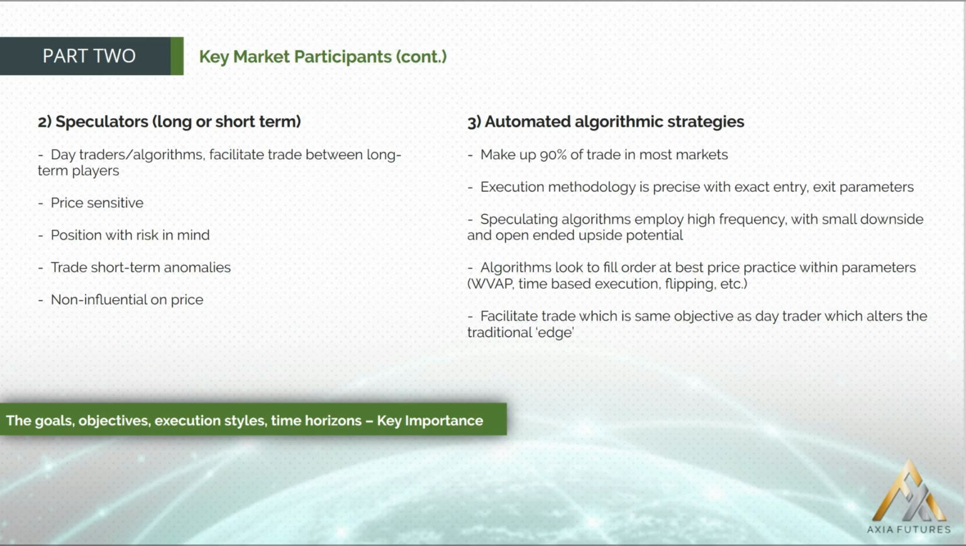So, the key when it comes to trading market participants, we need to be able to answer the following. What are the goals, objectives, execution styles, and time horizons of the various participants? If we can answer these four dynamics and understand the characteristics of each participant, we can develop some incredibly good strategies, just knowing how each participant is interacting and where and when they interact.